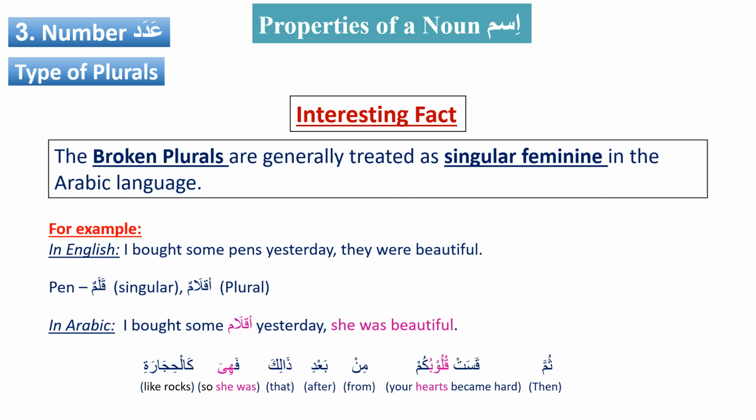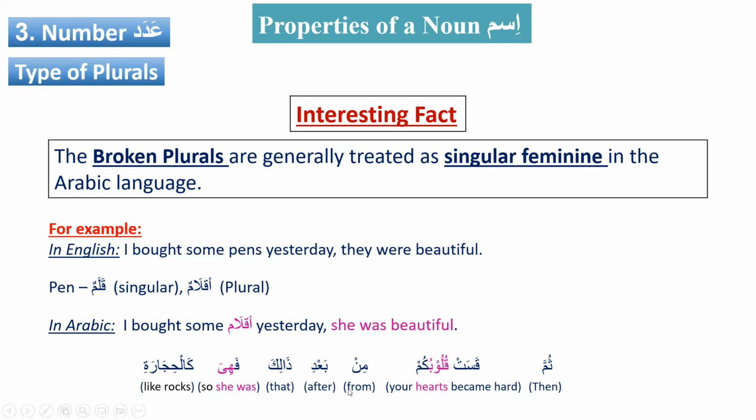Then I gave you an example from Qur'an. Then your hearts became hard, and you see the word used for hearts is kulub. The singular is qalb. And you see kulub doesn't end with una, ina, atun, or atin sound. So that is why kulub is a broken plural.